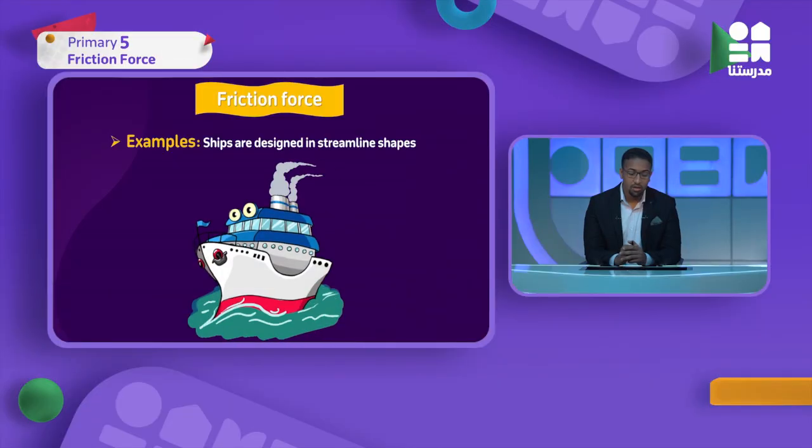Example number 2. Also ships are designed in streamlined shape. لما احنا نصمم سفينة لازم نصممها in streamlined shape. Why؟ لازم يكون الشكل بتاعها انسيابي. ليه؟ To decrease water resistance.